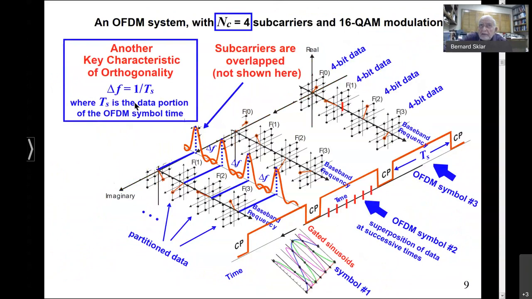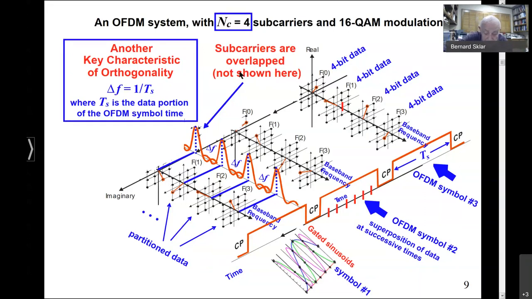Another key characteristic of orthogonality is that once I've chosen this T sub S, again, that's the data portion of the OFDM symbol. The OFDM symbol is going to have a data portion and a prefix, a cyclic prefix. But it's the data portion that is the heart of this thing. That's the working end of what we have here. And another key characteristic of orthogonality is if this is an orthogonal signal, then the spacing between these tones, which I'm drawing in a way that you can clearly see the space as being delta F, but actually the subcarriers are overlapped, which I'm hardly ever going to show, because then it isn't very clear to see what's going on.